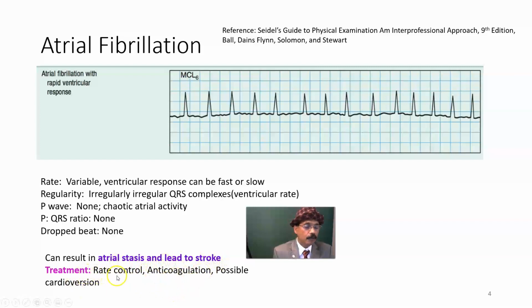Treatment: rate control, anticoagulation like warfarin. Okay. Possible cardioversion, DC shock. Cardioversion is essential in an unstable patient. This is a treatment. This is the complication. It may lead to stroke or cerebrovascular accident.